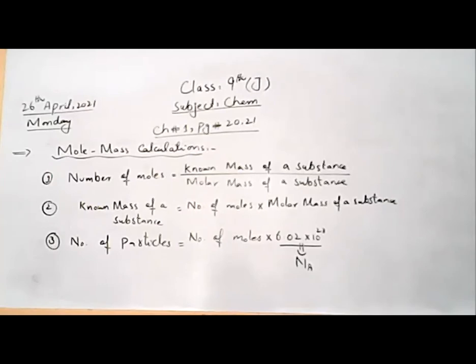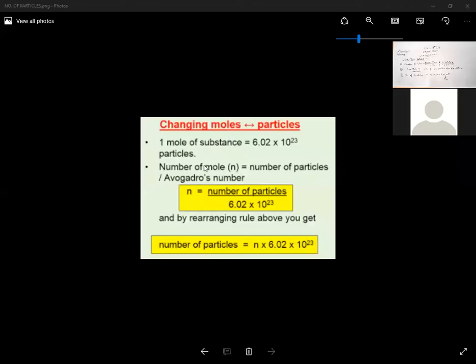Now coming to the next: the number of moles. How we can find the number of particles. Number of moles, n, is equal to number of particles divided by Avogadro's number. So we can say that the number of particles is equal to n, and here n represents the number of moles, multiplied by Avogadro's number.